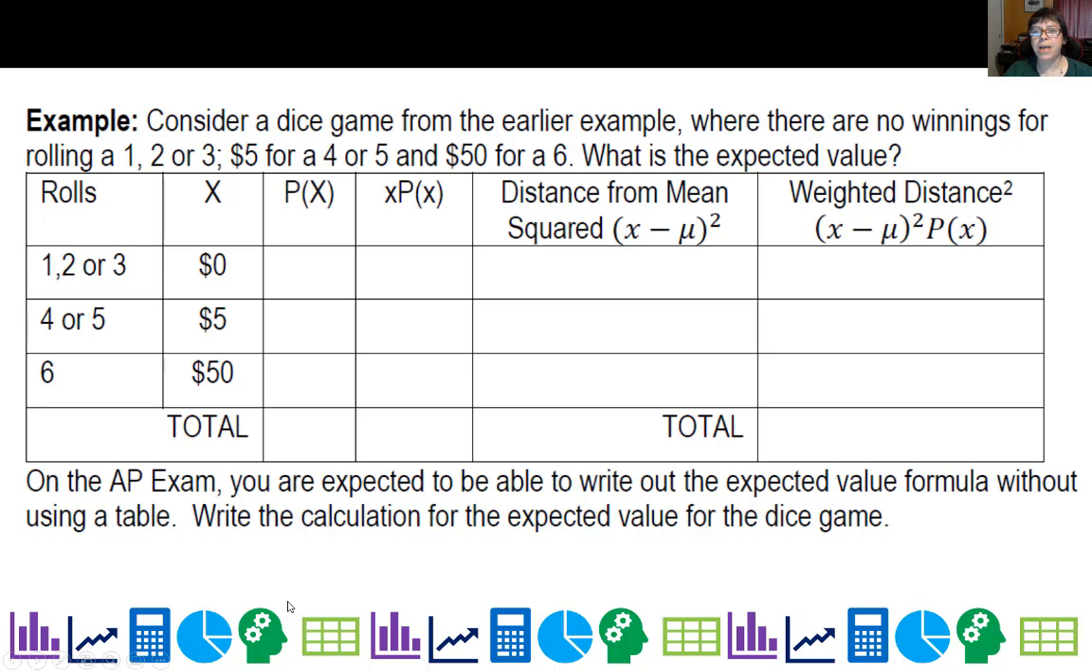All right, so now let's go back to our dice game, and we're going to practice by calculating the expected value for this one. So we have these values from before, which add up to 1. I'm going to just multiply them across. 0 times 3/6. 5 times 2/6 is 10/6. 50 times 1/6 is 50/6. So the expected winnings on this is $10.